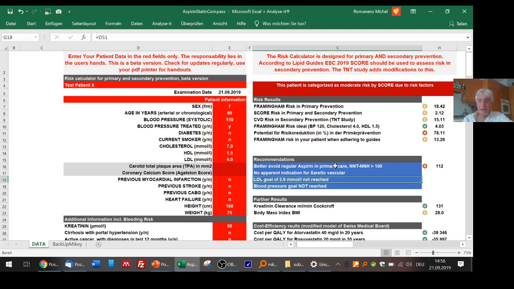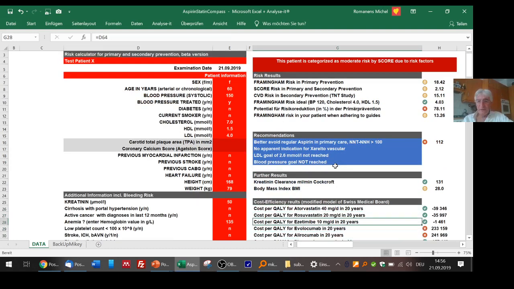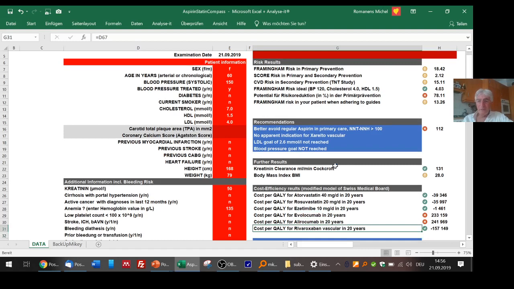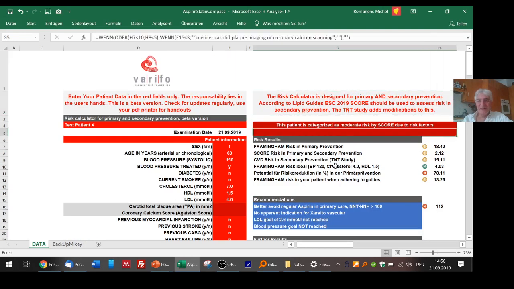millimole per liter. And you also see that the blood pressure goal in this patient is not reached. The renal function is normal, and the body index is slightly elevated. And here the cost efficiency for statins and for ezetimibe, and if there would be an indication for rivaroxaban, you see that there is a highly cost-efficient situation. So maybe we shouldn't just treat only high-risk patients with this, but that's another discussion, maybe another time.